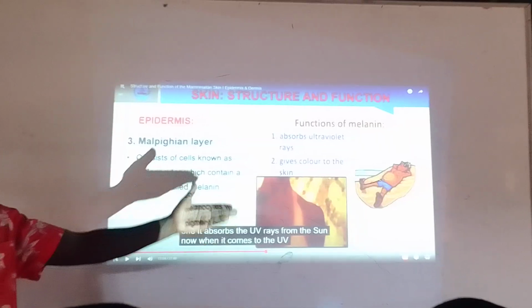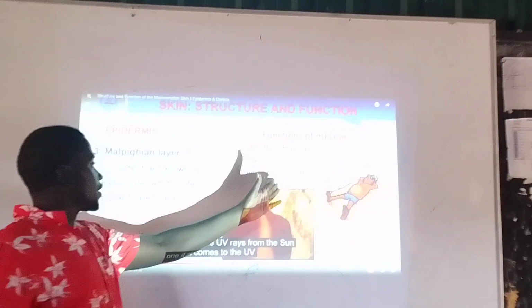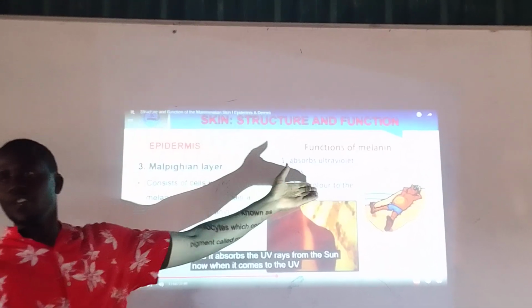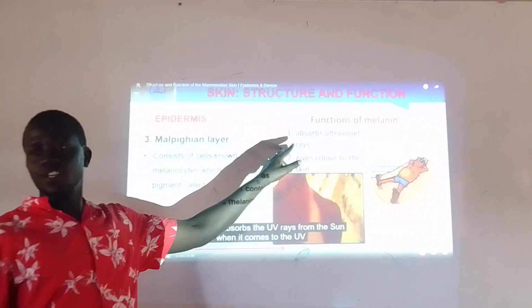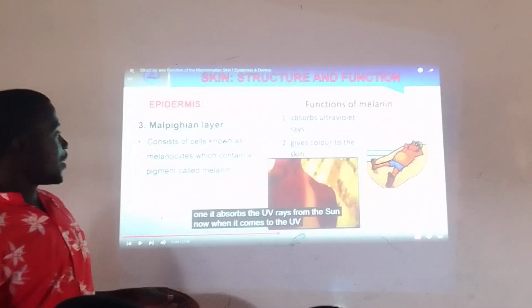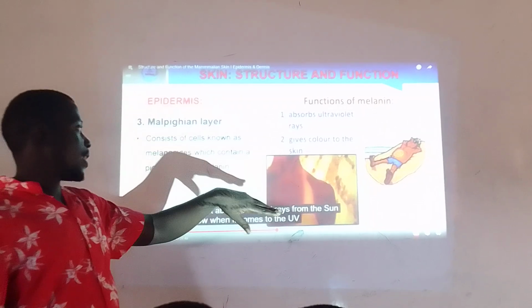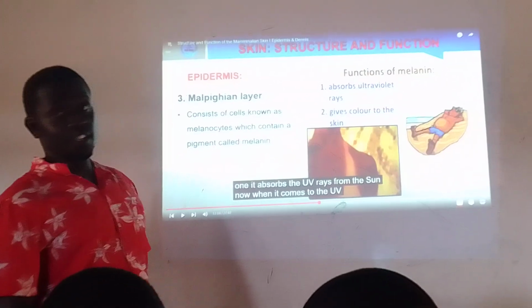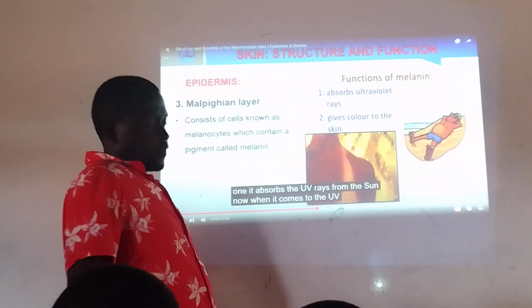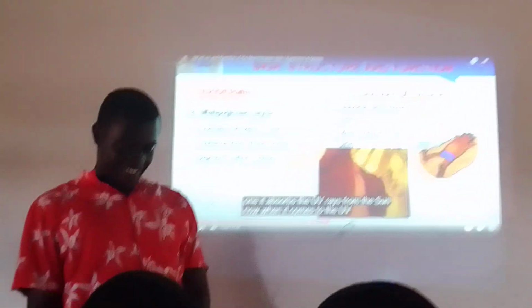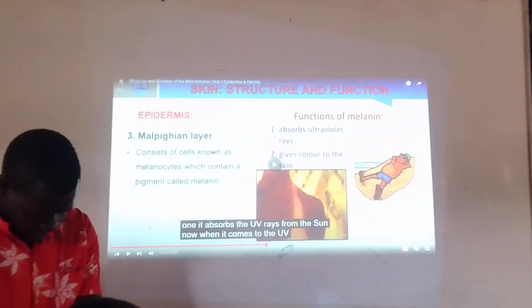But you will realize that melanin is very important because first thing it absorbs ultraviolet rays. So those who have more melanin are not much affected by the sun, even when walking in the sun. The one who has less melanin also gets the color to the skin. So all of us here have melanin, but the concentration differs. Like I have a lot of melanin. You are white, I'm black.